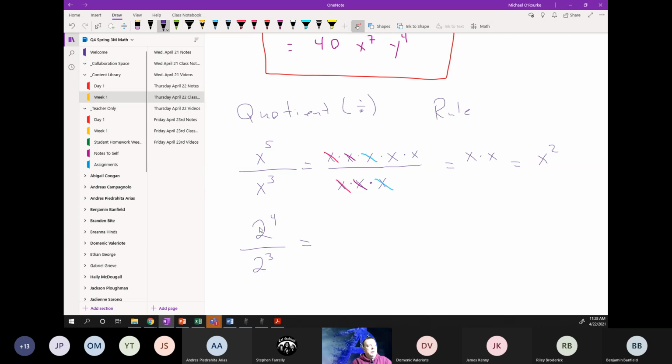Okay. So 2 to the power 4 over 2 to the power 3. That's going to equal 2 times 2 times 2 times 2. That's what 2 to the power 4 means. And 2 to the power 3 is 2 times 2 times 2. Therefore, these cancel out. Right? These cancel out. These cancel out. So we're just left with 2, or we want to write an exponent, 2 to the power of 1.